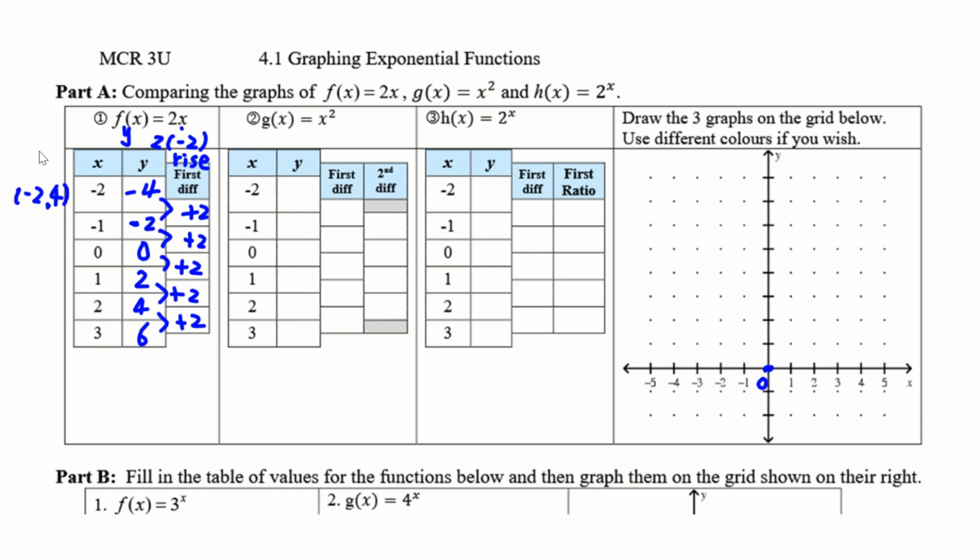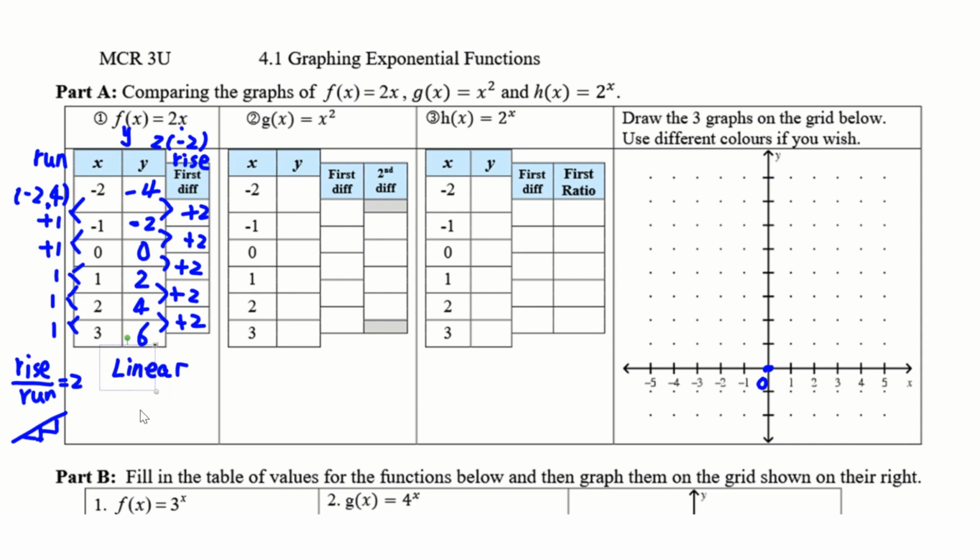And the run will be the difference of x. So from -2 to -1 is up 1, -1 to 0 up 1, 0 to 1 up 1, 1 to 2 up 1, 2 to 3 up 1. So from here you will see the rise over run equals 2. It means on this graph, all the rise over run are the same. So they have the same slope. It is a straight line. And we call this a linear equation, linear function.